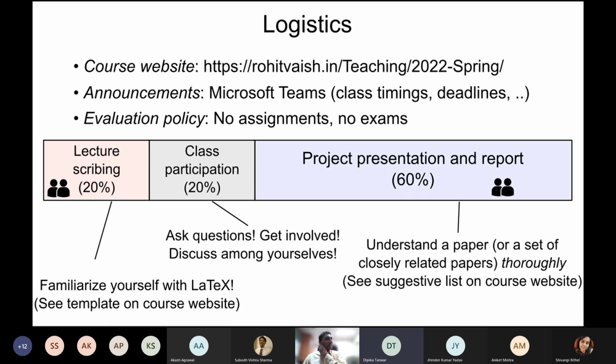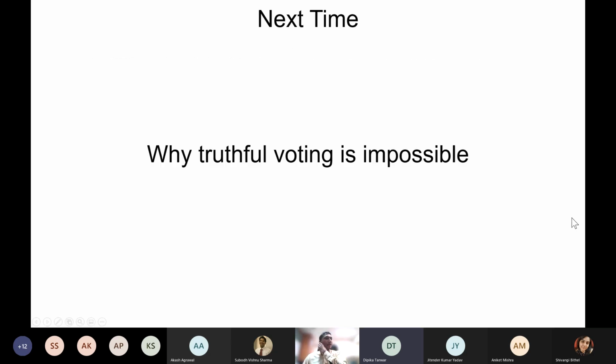The final order of business is that you are allowed and actually encouraged to work in groups for lecture scribing and for projects. I've already asked you for making groups on the lecture scribing front. In a week or two, I'll ask you to start thinking about the project groups and project topics as well. These are the things that you can do collaboratively. Participation is on your own. Good, this is all I had to say for today's lecture. Next time, we are going to talk about why truthful voting is impossible.